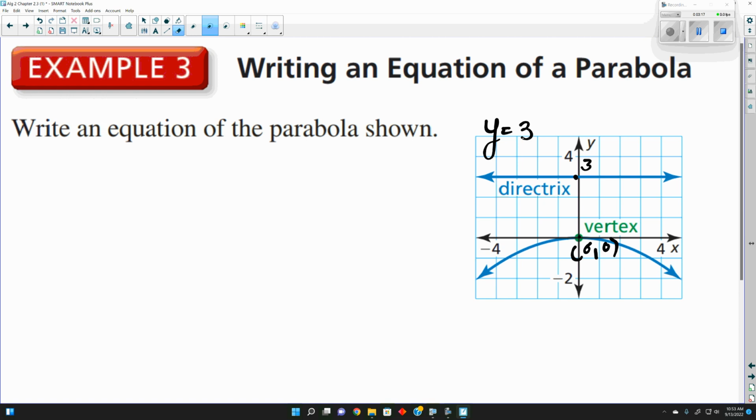Now, looking at the two general equations, which one describes the directrix as y equals? Which one of these two equations describes its directrix as y equals? There's only one of them. It's our x is equal to 1 over 4p y squared.